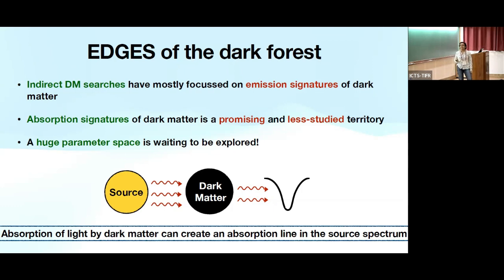So the main idea is that if we have a background source and we have dark matter, which has a small coupling to photons, then dark matter can absorb photons from this background source, which will result in an absorption line. And I'm going to talk about two kinds of sources. One will be the isotropic CMB, which I'll connect to the EDGES signal. And the other is when we have a compact source like a quasar, which gives dark forest.